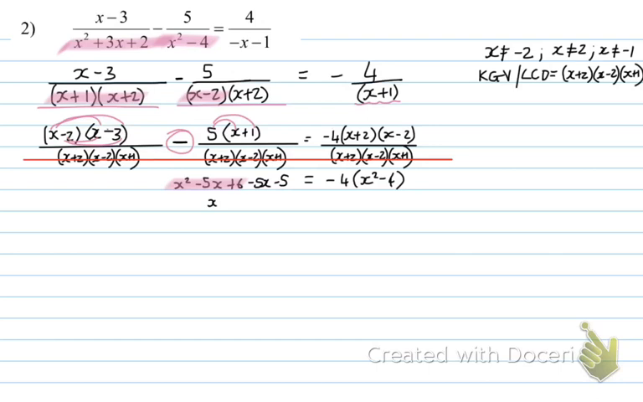And then I multiply the 4 in. So I have x squared minus 5x minus another 5x is negative 10x, and plus 6 minus 5 is plus 1. On the other side, I multiply the negative 4 in. So I have negative 4x squared plus 16.